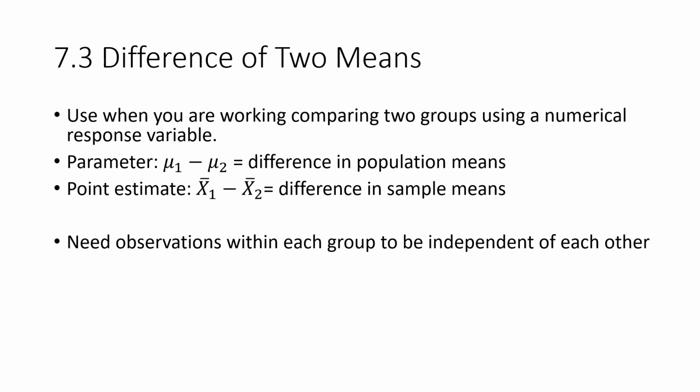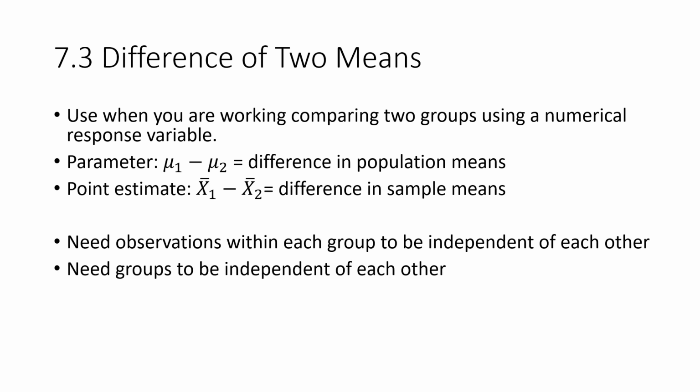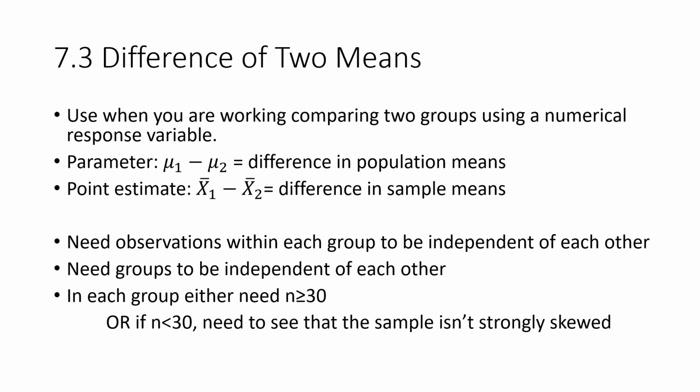In order to use a t-distribution to make inferences, we need the observations within each group to be independent of each other. We need the groups themselves to be independent of each other. If we didn't have independent groups of observations, remember we might be in that paired data kind of situation. And we also need in each group a sample size of at least 30, or if the sample size in one or both of the groups is less than 30, we need to know that in that group the sample isn't strongly skewed.